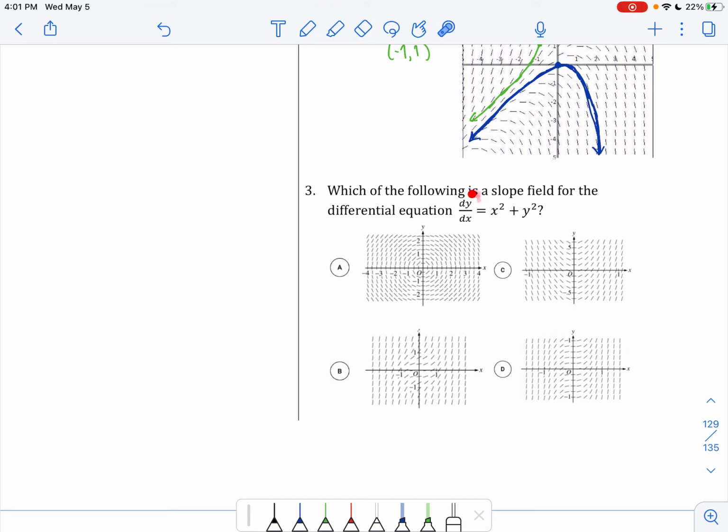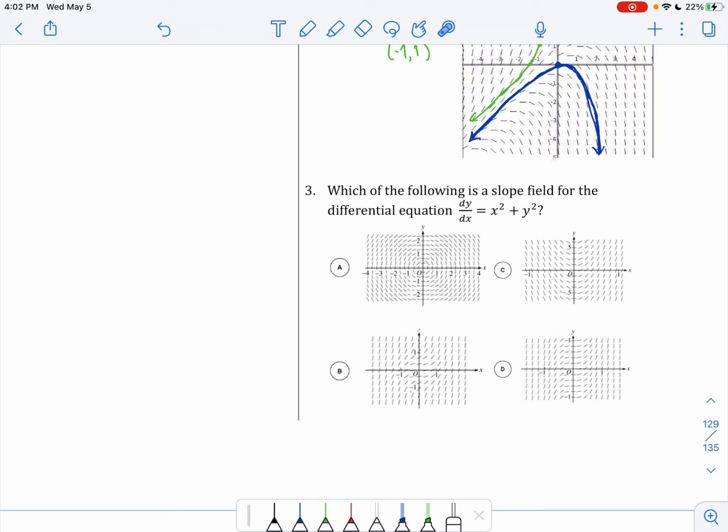The last type of question is about, here's the differential equation, right? dy/dx is equal to x squared plus y squared. So which of these slope fields would match? This is usually about crossing out the ones that you're like, okay, well, this one doesn't work. So the first one that I'm going to say, all right, I don't think that this is the correct answer, is I don't think that A is the correct answer.